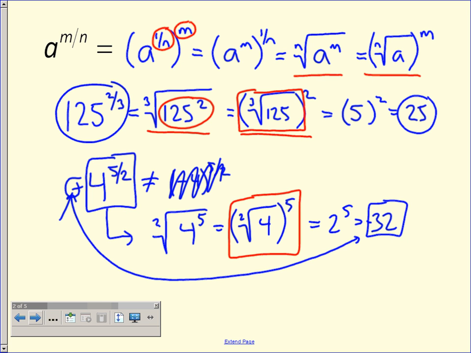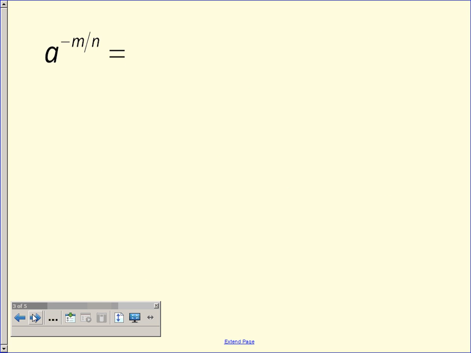Okay. All right. Moving on. More rules. What if I have a to the negative m over n power? Well, this is just an extension of what we did before. Remember what a negative exponent does. It really just does the reciprocal. So this is the same as 1 over a to the m over n power. One thing I have to remember here: this means that a cannot equal 0. We'll put that little restriction on it.